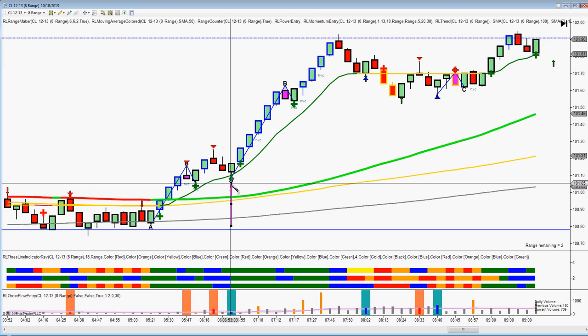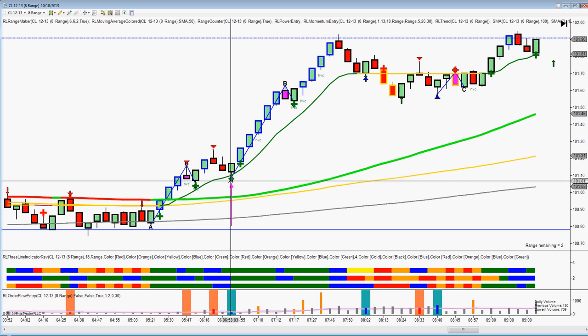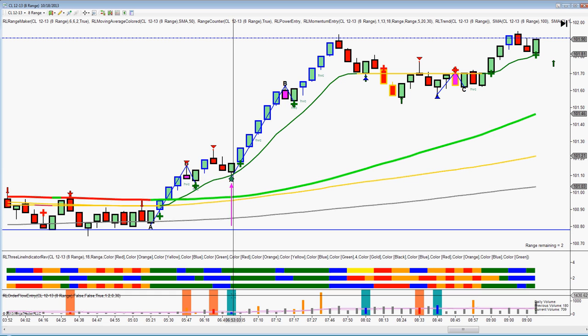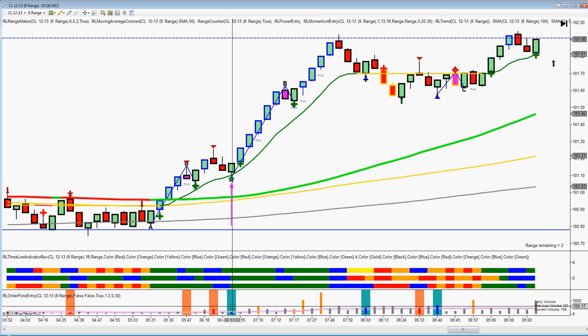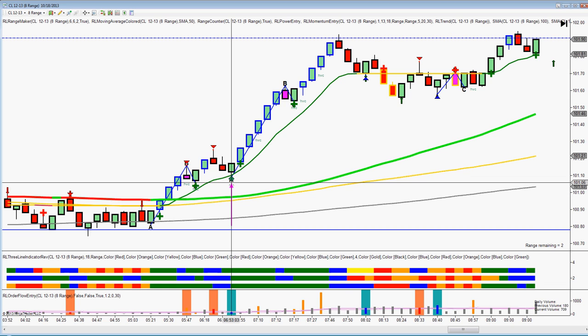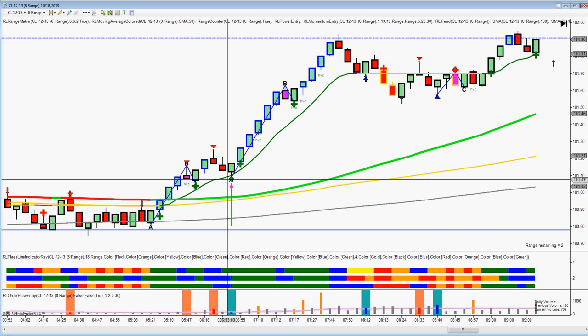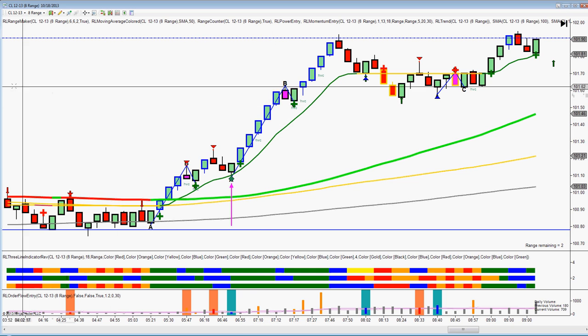You have a pullback into the trend. You not only get a power entry signal, you also get an order flow signal telling you that almost all the buyers are clustered at the top of the candle. This is a high volume candle, and almost all the buyers are at the top, along with the power entry. This is, again, added confirmation that this move is going to continue to the upside.